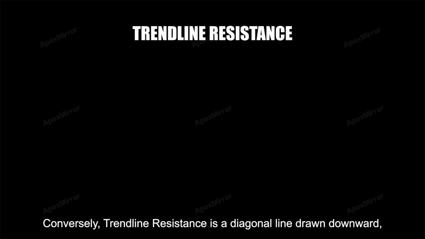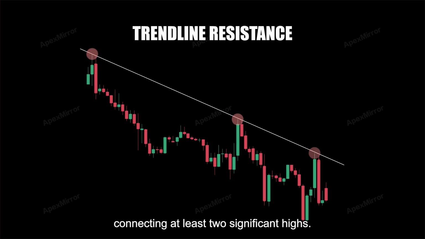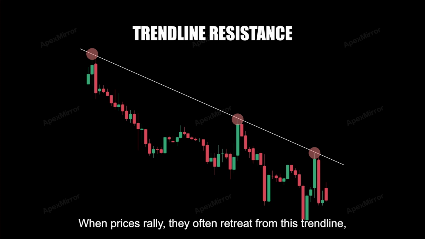Conversely, trendline resistance is a diagonal line drawn downward, connecting at least two significant highs. It represents a level where sellers have previously entered the market and pushed prices lower, indicating a downtrend. When prices rally, they often retreat from this trend line, helping traders to identify potential selling opportunities.